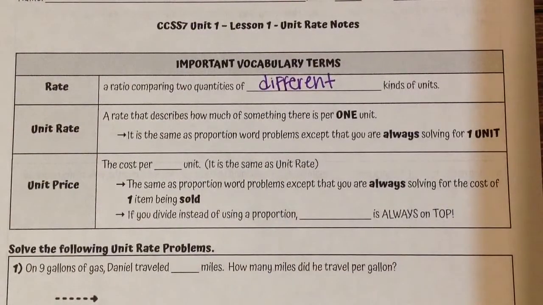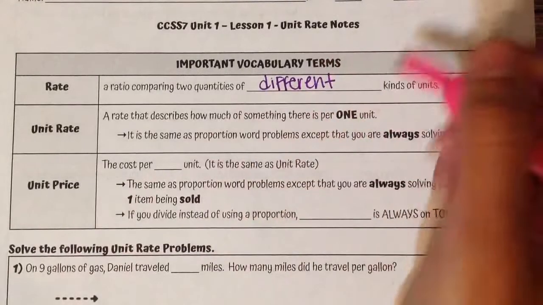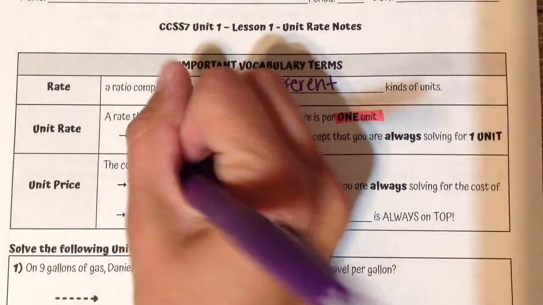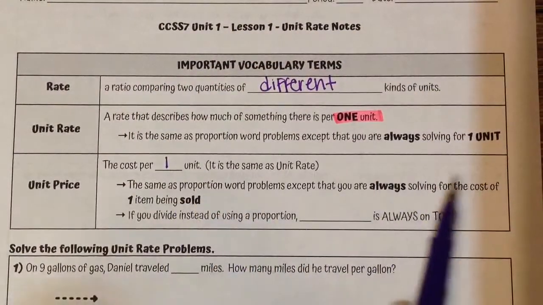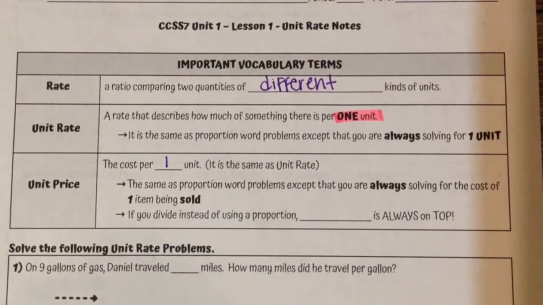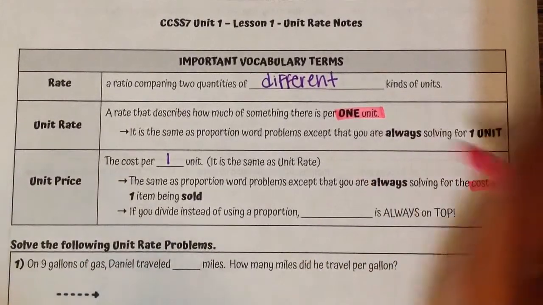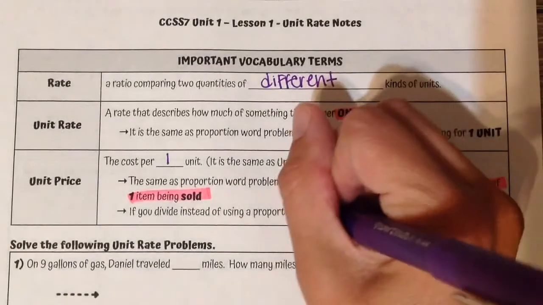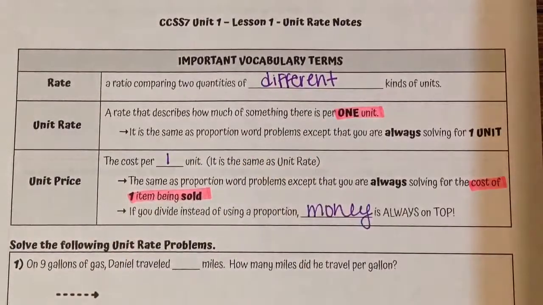So two different kinds of units that are being compared. A unit rate is a rate that describes how much of something there is per 1 unit. It's the same as proportion word problems, except that you are always solving for 1 unit. And then unit price is basically the same thing as a unit rate. You're just talking about money. So it's the cost per 1 unit, so you're always solving for the cost of one item being sold. If you decide to divide instead of using a proportion, know that for unit price, money will always be on top.